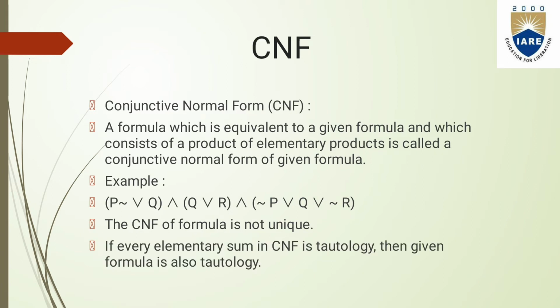Next, coming to CNF, conjunctive normal form. A formula which is equivalent to a given formula and which consists of a product of elementary sums is called a conjunctive normal form of the given formula. Example: P or negation Q, and Q or R, and negation P or Q or negation R. The CNF of a formula is not unique. Same as DNF, here also the CNF of a formula is not unique. That means you will not get unique values. If every elementary sum in CNF is a tautology, then the given formula is also a tautology.